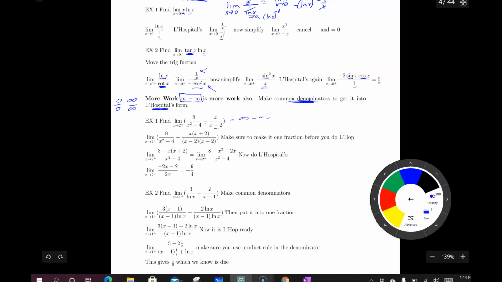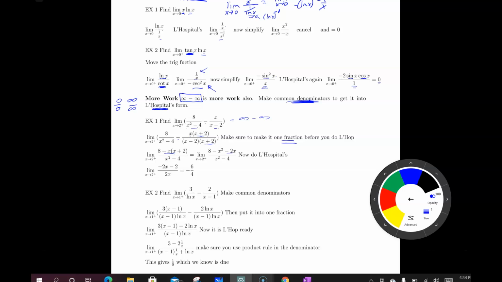So let's make common denominators, and I see the difference of squares. So let's multiply this one top and bottom by x plus 2. You have to make one fraction before you go do L'Hopital's. So let's put it together. So I'd get 8 minus this, right, over this. And I'm just going to multiply this out so it'll be easier for me to take the derivative. So I get negative x squared minus 2x.